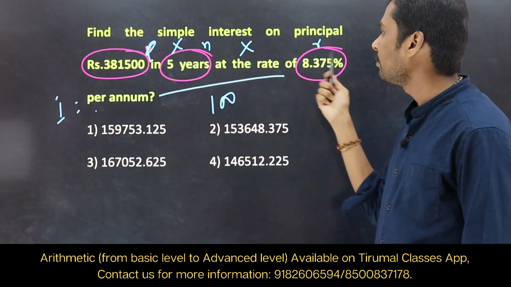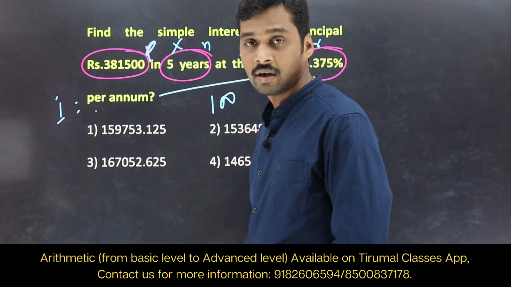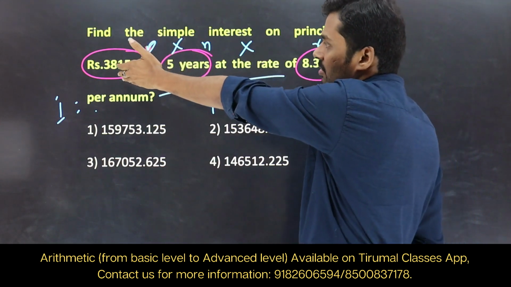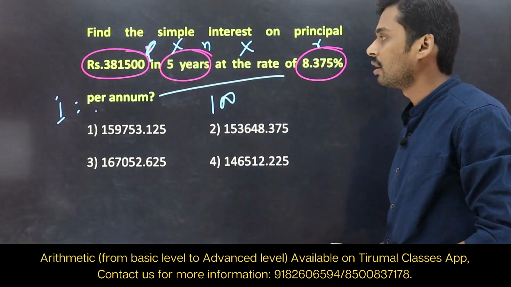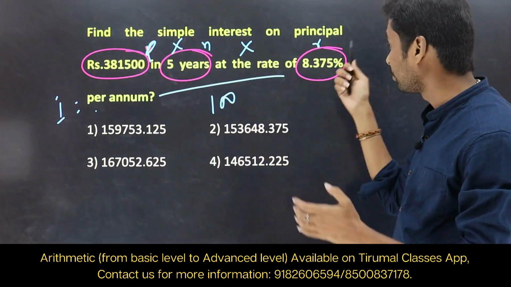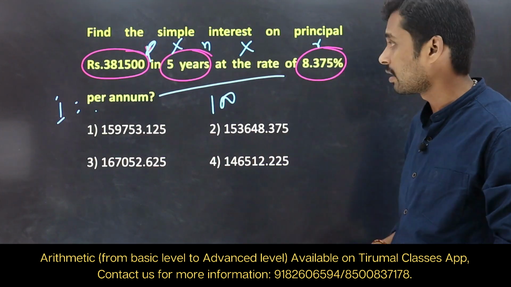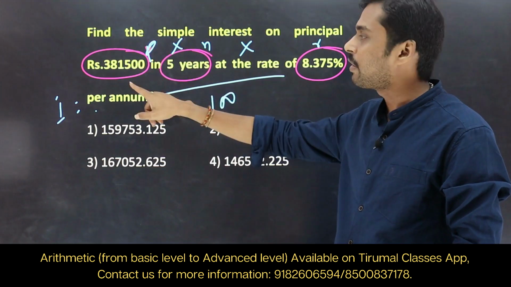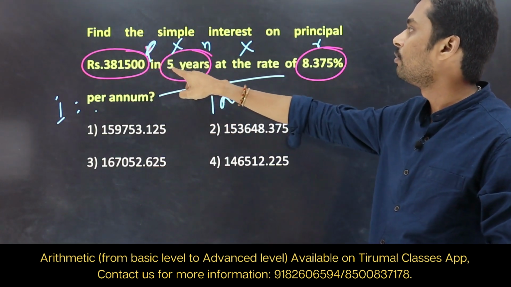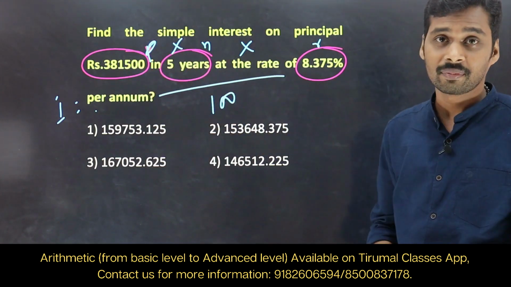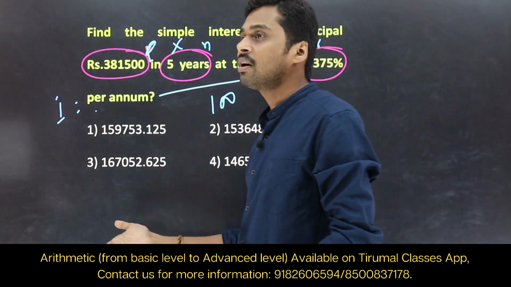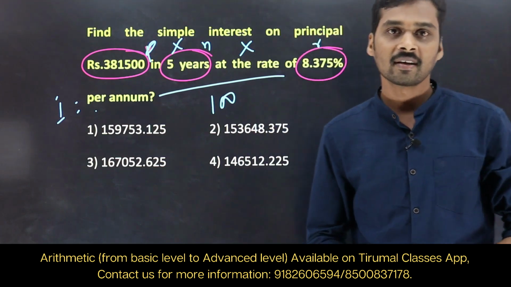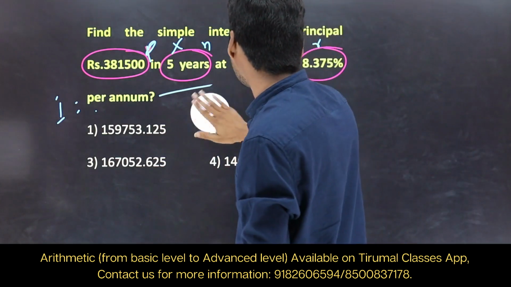Interest is equal to what? P into N into R divided by 100. But if you look at the numbers, see how big these numbers are. 3,81,500 into 5 into 8.375 divided by 100. Even if you cancel the 2 zeros, you have to finally multiply 3815 into 5 into 8.375. Without applying the DS concept, it wouldn't be easy to get the answer in a couple of seconds, right? Now we apply the DS concept.